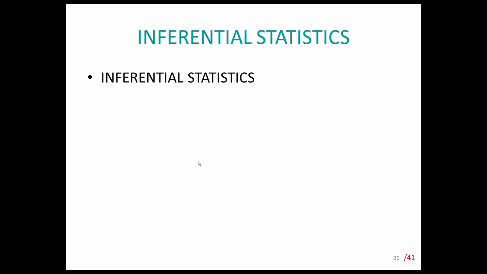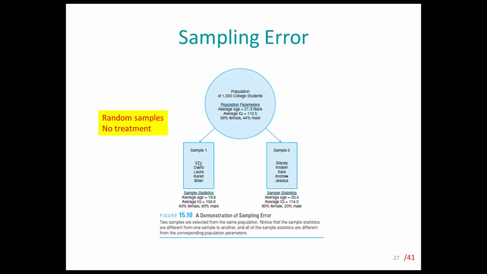Now we switch to inferential statistics, which is what the focus of this chapter is all about. In order to understand inferential statistics, we have to understand what sampling error is. This figure shows we have a population of 1,000 college students, and we select two samples of 5 students. As you see, the average age, the average IQ, and the percentage of males and females in the population and in those two samples are given.